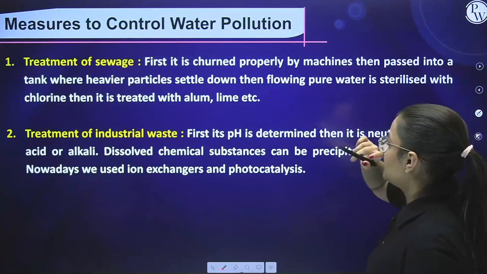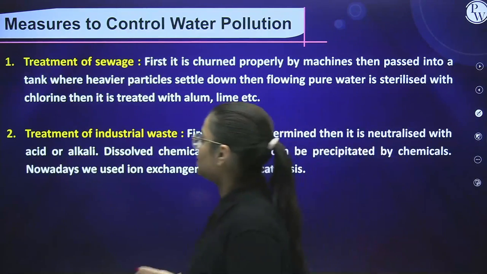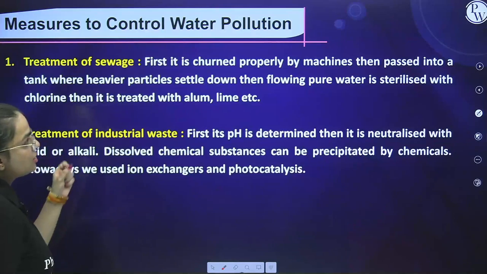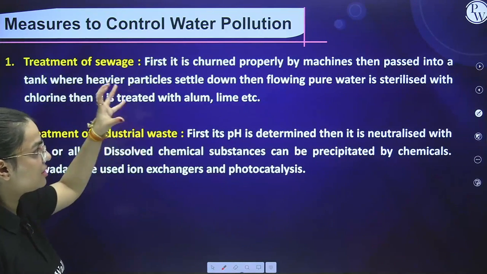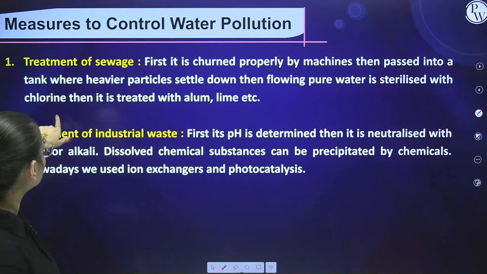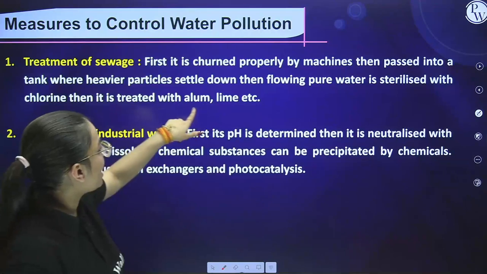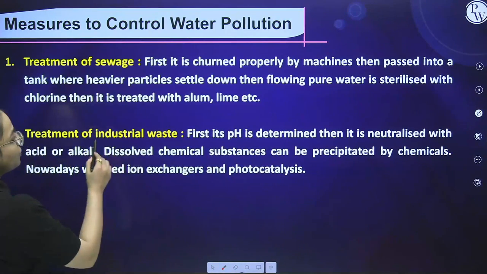Now let us see the measures to control water pollution. There should be a treatment of the sewage. First it is churned properly by the machines, then passed into a tank where heavier particles settle down. Following that, the pure water is sterilized with chlorine, then it is treated with alum and lime. This is the treatment.